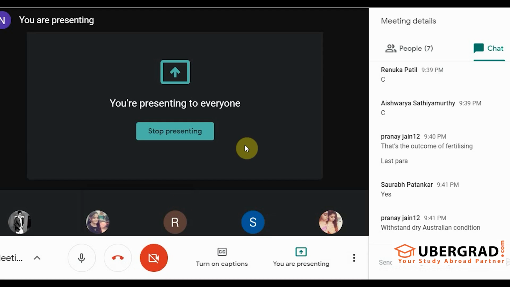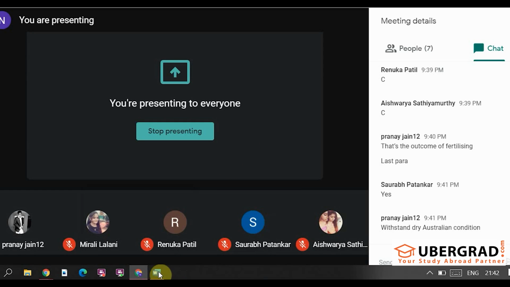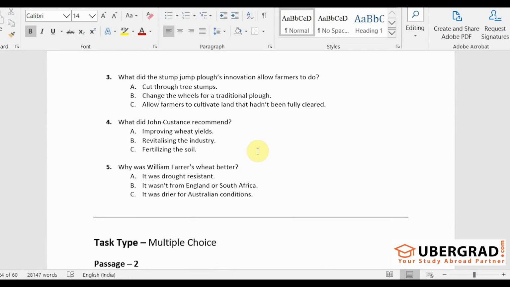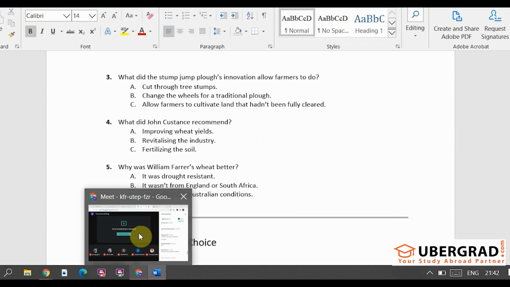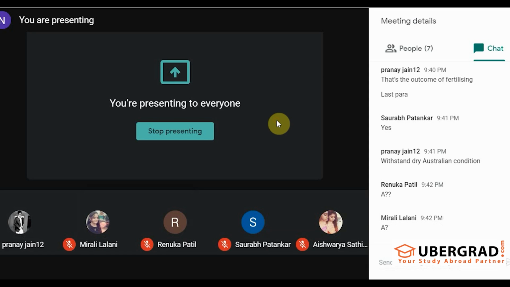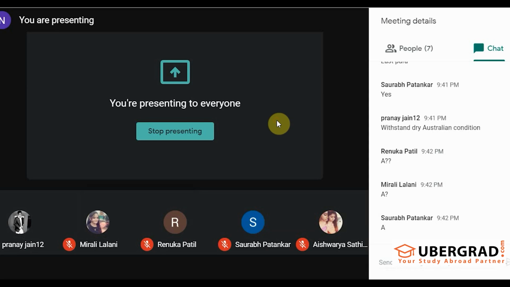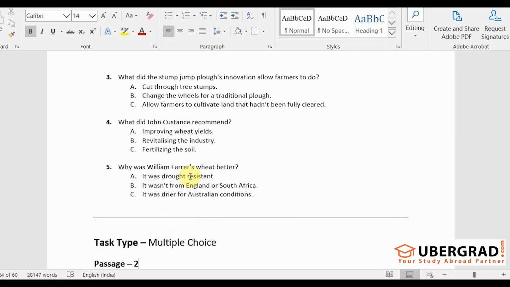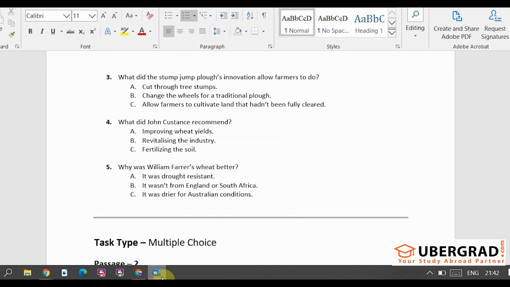Read it. Now let's look at the choices. Was better able to withstand dry Australian conditions. So withstand means what? Withstand means resistant, that it could resist. Dry Australian conditions means drought. The answer is A. All of you got it right. Good.